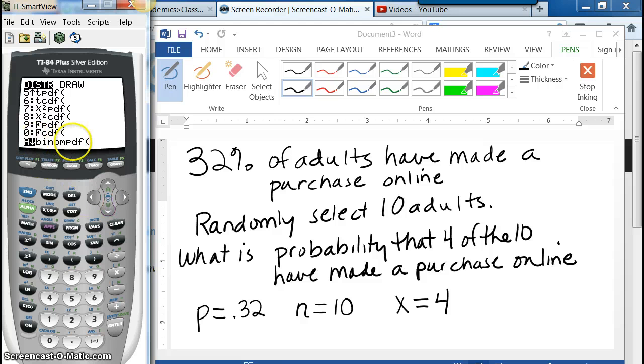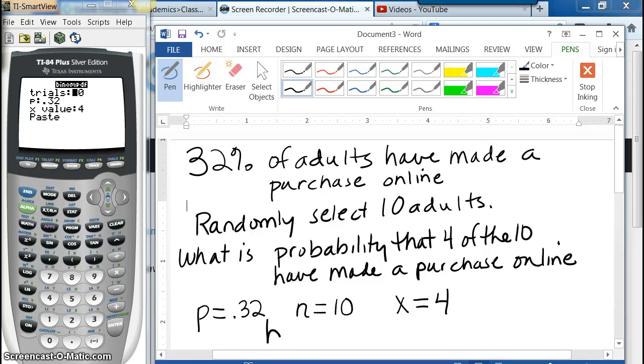And we're looking for this binomial PDF. There's another one right below it that we'll get to in a minute, but we don't want to use the CDF one yet. So get on the binomial PDF and then enter. Some calculators will look like this right now. And if your screen looks like that, you're going to enter the 10, the number of trials first.